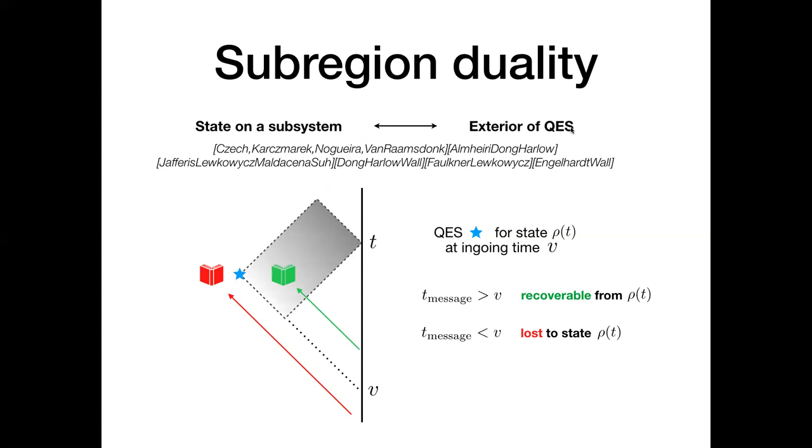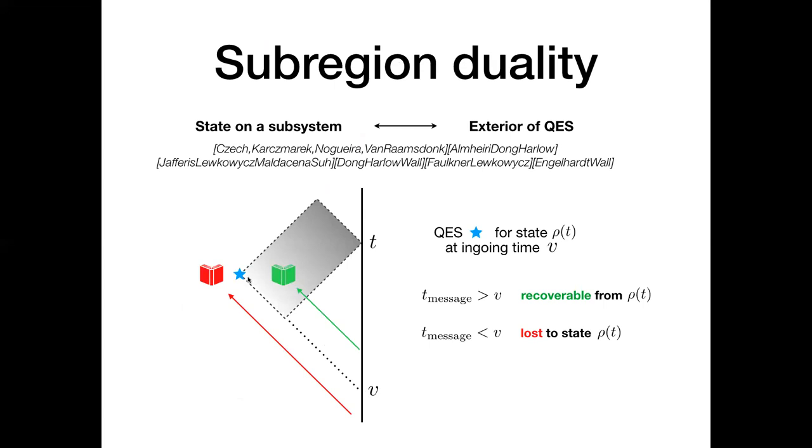And again, there's now a lot of evidence for this. So this is relevant for us for the Hayden-Preskill protocol because it tells us about when information is recoverable. So I'm going to have some state, which will be a mixed state, rho of t at time t on the boundary here. And let's say there's a quantum extremal surface that is relevant for that state on the boundary. Then subregion duality states that I have access to anything that lives in this diamond. This would be the entanglement wedge. So if someone has thrown a message in at very early times and it's fallen in, so it's inside this quantum extremal surface, then I don't know what's in the message. I can't decode it from this state at time t. But if someone throws in a message at a later time, then I can decode it.